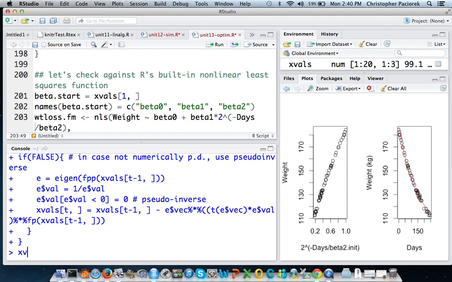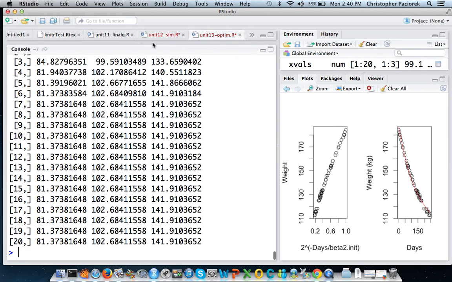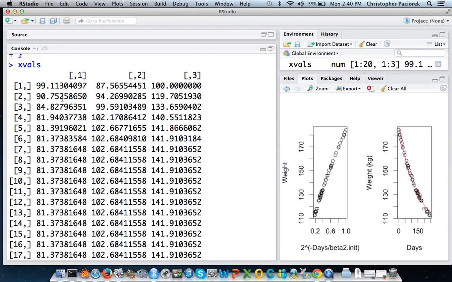Okay, so now if I look at what the x values are, we can see that I started out at 99, 87, and 100. Remember the 100 came from the beta 2. And now if I look after a few iterations, we can see it's converging pretty quickly. It looks like it's basically converged to something pretty stable by the 6th or 7th iteration here. So it didn't take very long to converge in this case.